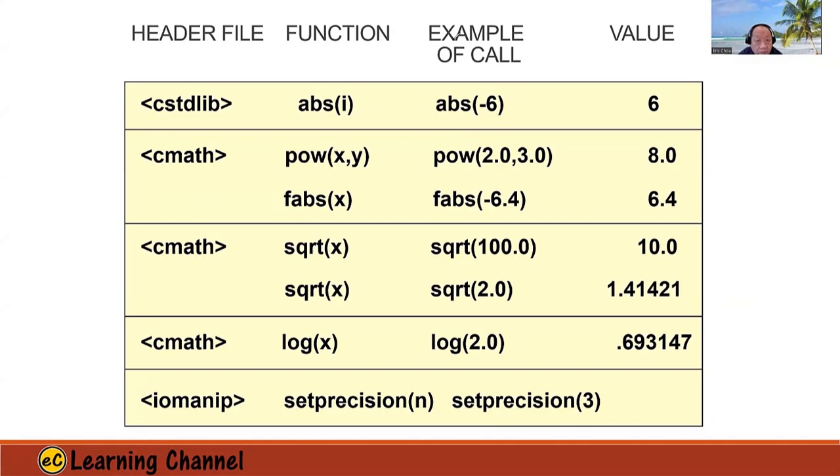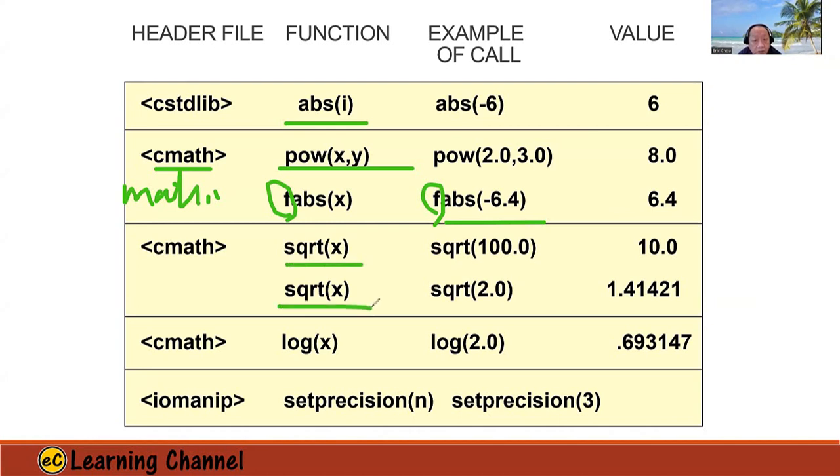And here we talk about some functions you usually use. Absolute value; cmath is the original math.h in the C language; power; floating point absolute value, fabs; square root function; log function. This one, IO manipulator, you need to pay attention to. The idea is called IO manipulator. So IO manipulator manipulates the IO.